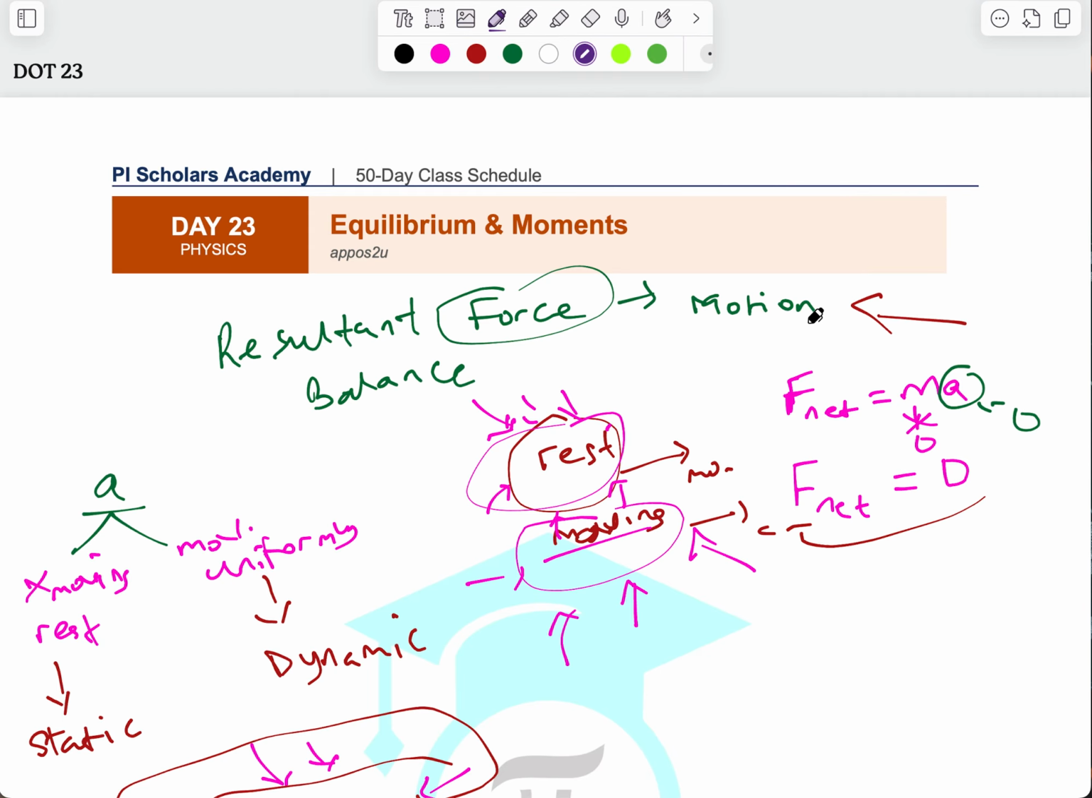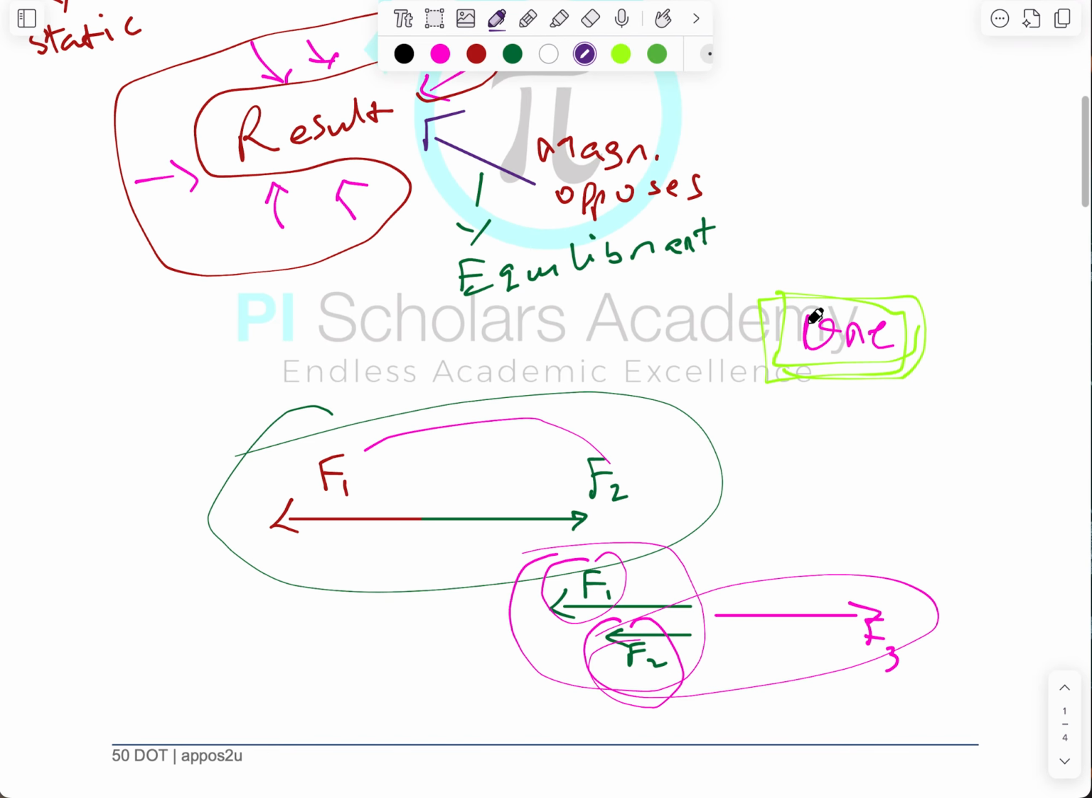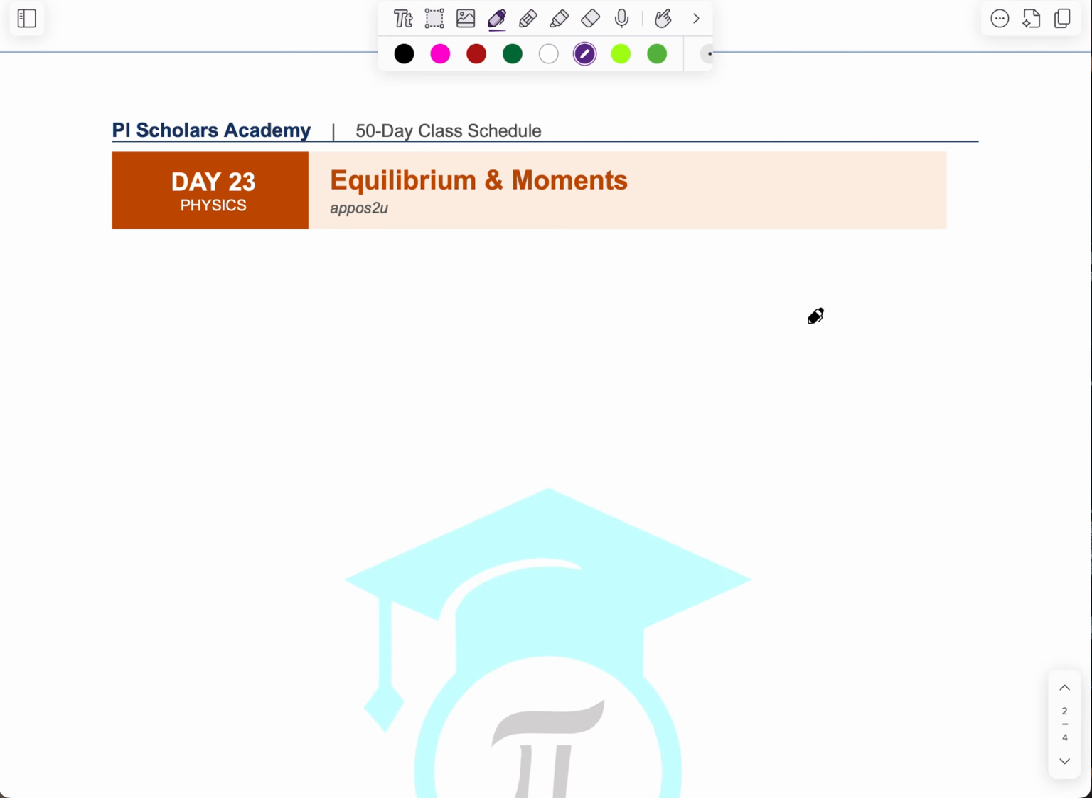So I'm going to clarify something now before we go. You can see that I've been talking about resultant force in a separate way, and then talking about equilibriant. Also, I've been talking about resultant force while including equilibriant. So this is what is going on here.